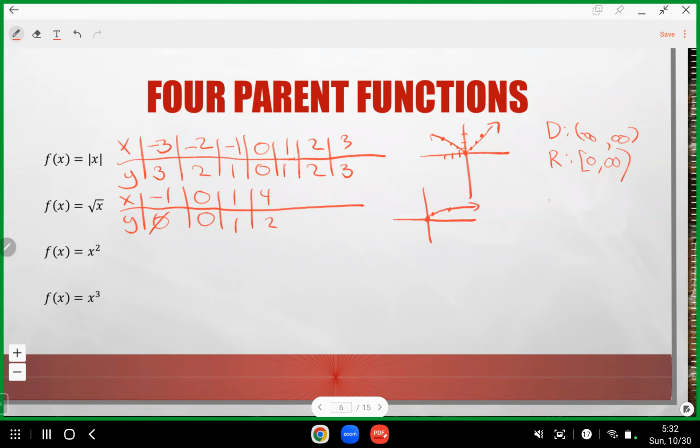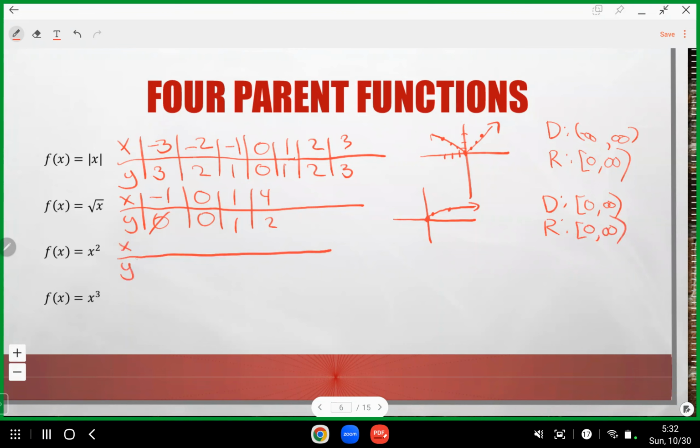Okay, so Kaylee, what is the domain of this? Is it bracket 0 and infinity? Very good. And the range is going to be? Non-negative. So also the same, right? Very good. So now let's look at these other ones.